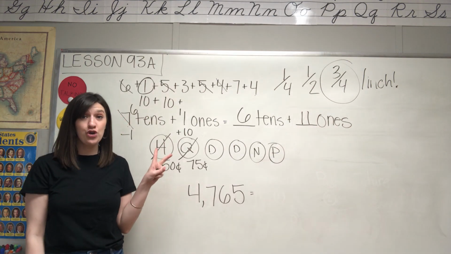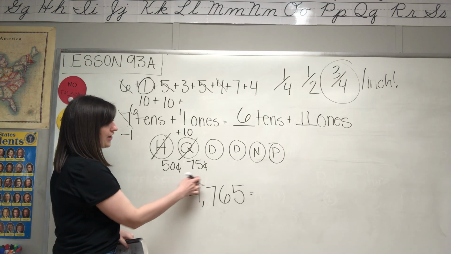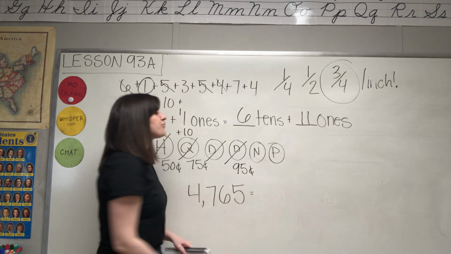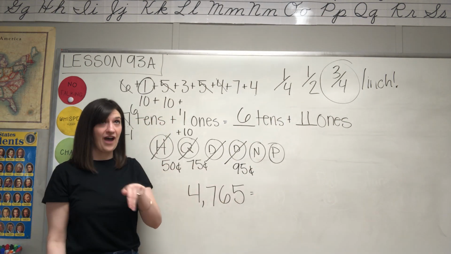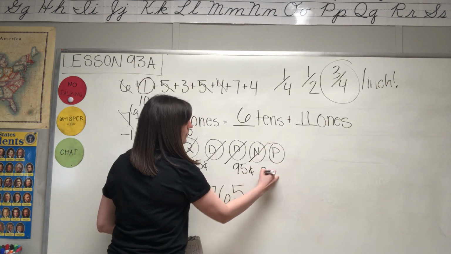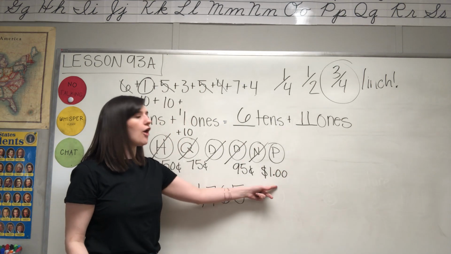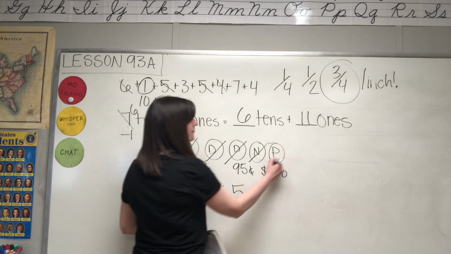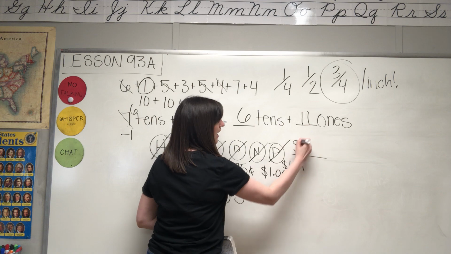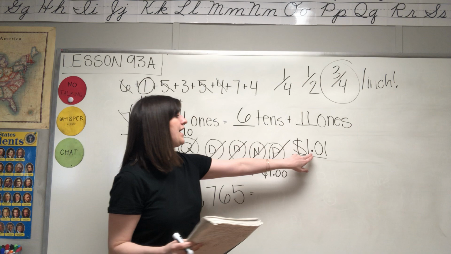The next two coins are dimes. Count by tens. So we're at 75. Count by tens. 85, 95 cents. Plus a nickel. A nickel's worth 5. So 95 plus 5 is, oh my goodness, a whole dollar. So now we have to change up our money sign to a dollar sign and a decimal point. One whole dollar. And a penny is $1.01. So that is going to be our answer. The first answer is $1.01.